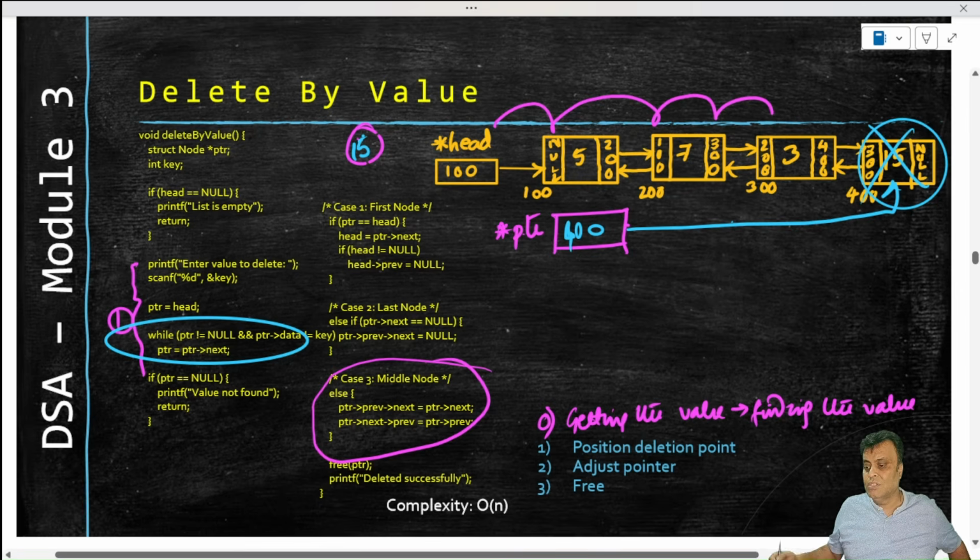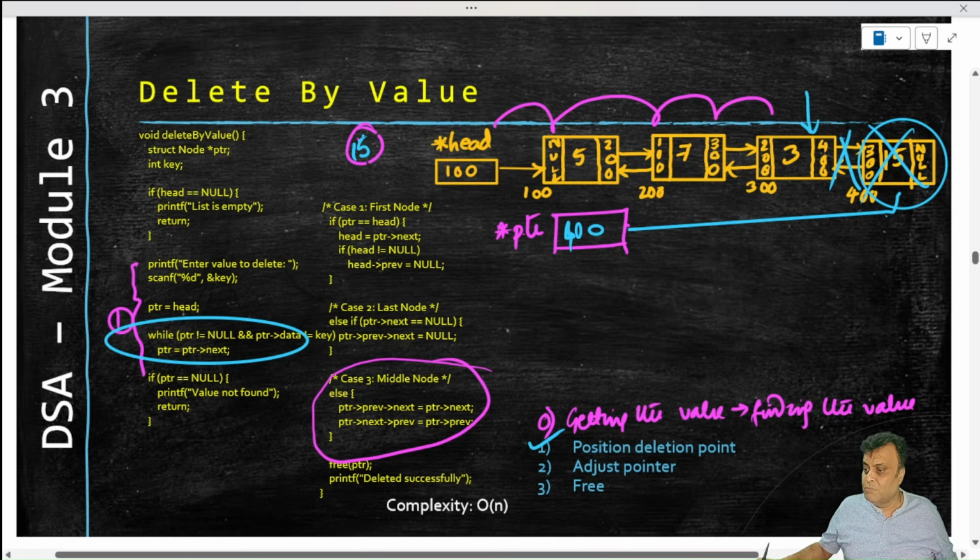So in order to delete this node, what are we trying to do? We are trying to position our deletion point. That step is done. We are trying to adjust the pointers. Adjust the pointers means we have to break this link. That's all we have to do. So if we have to break this link, all we need to do is, we are at 400.